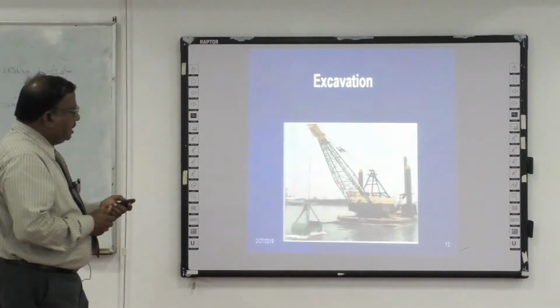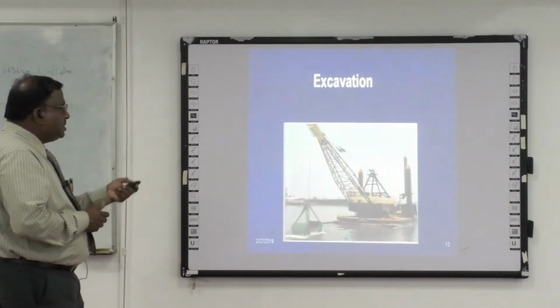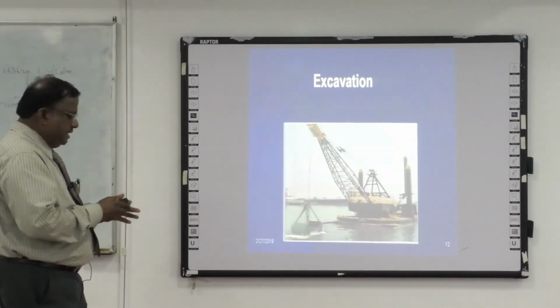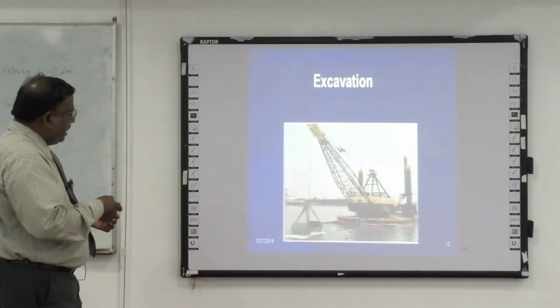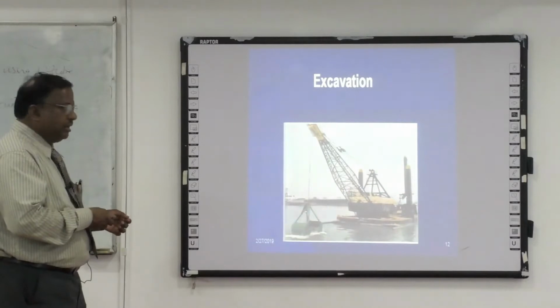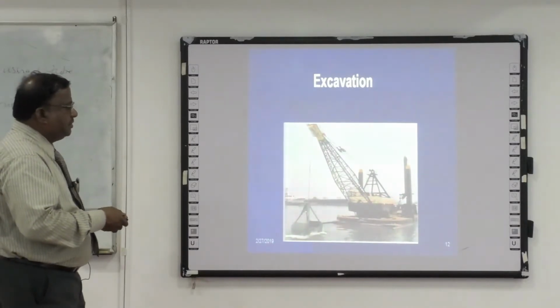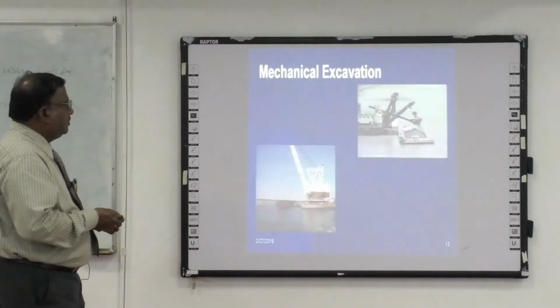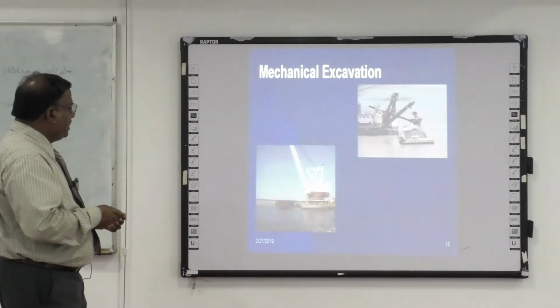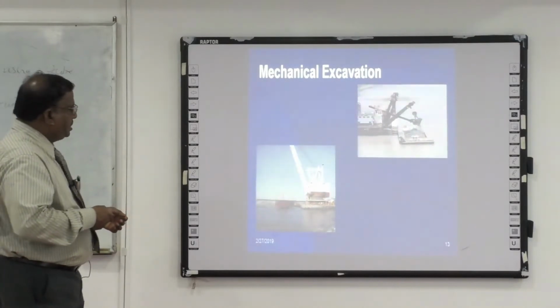So this is the latest modern type of bucket dredger, which is used in a port. Here we can see the bucket is getting down into the water, so it will go up to the seabed, plugs the soil, and it is removed and stored in the back side of the dredger. So this is a simple representation of mechanical excavation. So, bucket dredger.